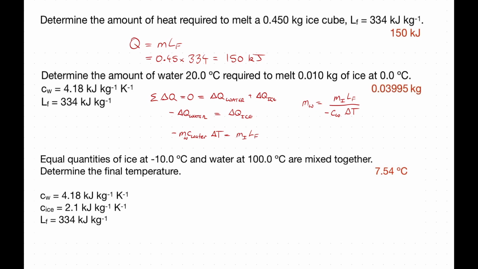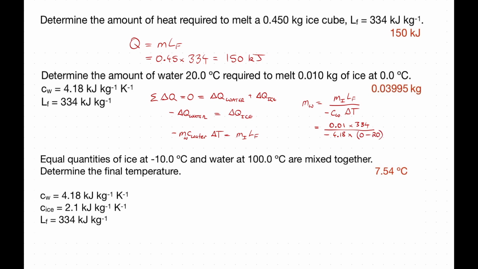So we end up losing, or the hot water, which becomes cooler and becomes cold water at 0 degrees Celsius, by melting all of the ice. So that means that we can now plug in our values. So we get our ice, which is going to be 0.01 times 334, divided by negative the 4.18 for water, times the change in temperature of water. So our final temperature is actually 0, and our initial temperature is 20 degrees.